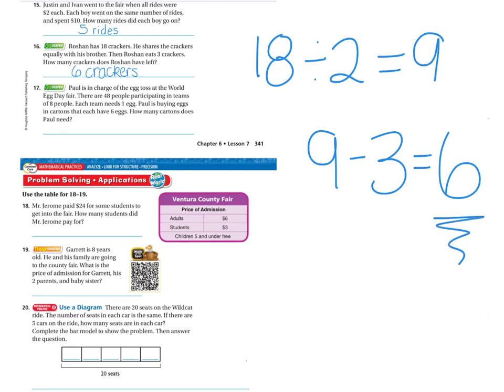6 crackers. Going back up to our original division equation, 18 divided by 2, if you couldn't figure that out, we have been drawing equal groups a lot lately, but remember, you could also think in your head, 2 times what will give me 18? 2 times 9 will give me 18. Continue to think back to those multiplication facts that we have already learned.